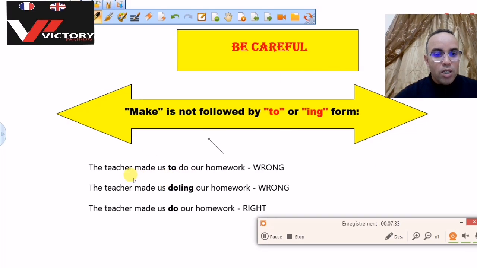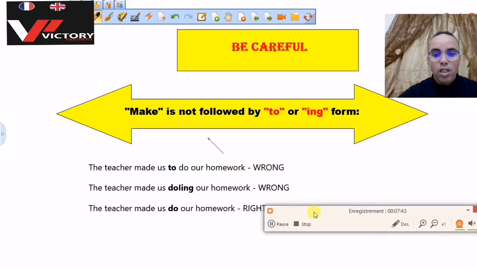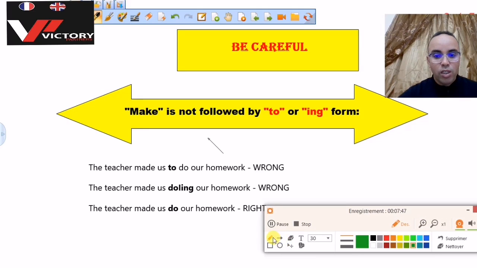Let's see what we have got here. So here we have got some examples. The teacher made us to do our homework. This is the wrong sentence. Why? Because here we have got to, and we said that make is not followed by to, so this is not true. Number two, the teacher made us doing our homework. This is wrong too, because made is followed by ing here. So the last one is the teacher made us do our homework. This is the right sentence. Why? Because here made is followed by bare infinitive without to.